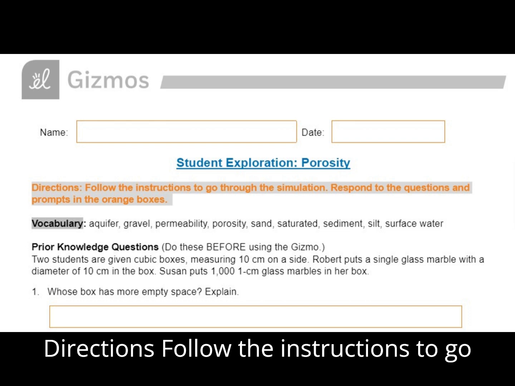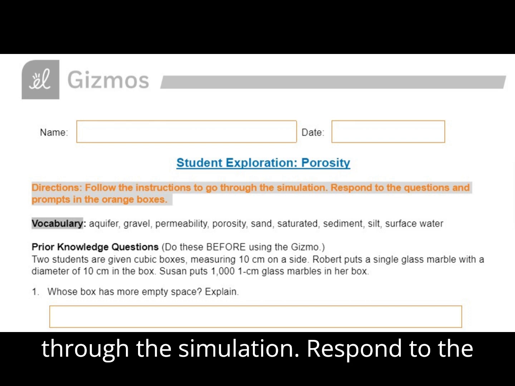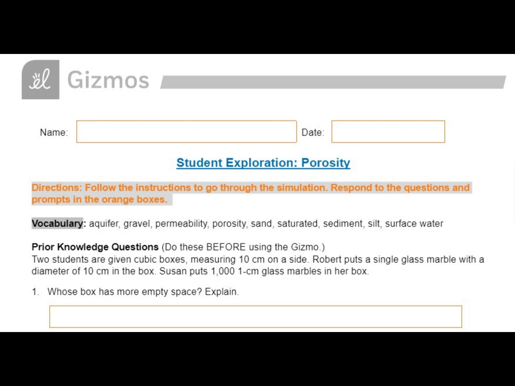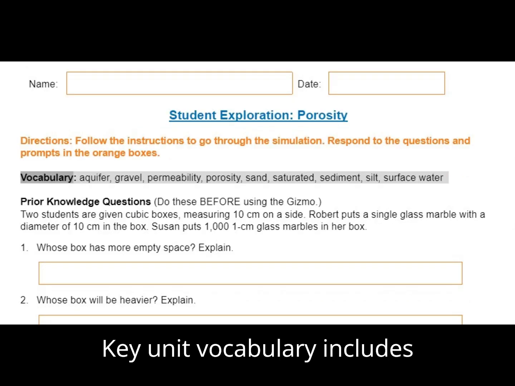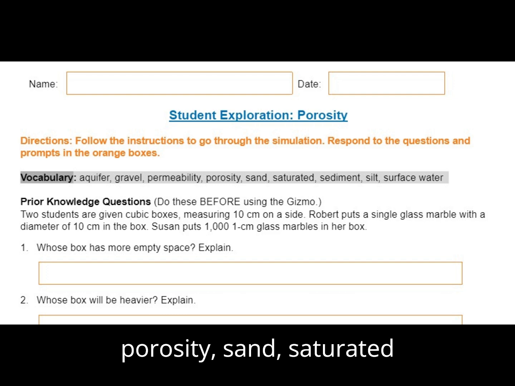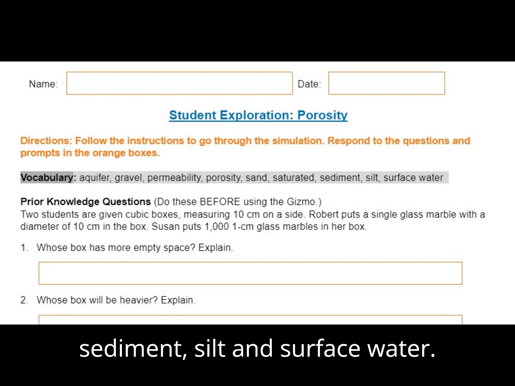Directions. Follow the instructions to go through the simulation. Respond to the questions and prompts in the orange boxes. Key unit vocabulary includes aquifer, gravel, permeability, porosity, sand, saturated, sediment, silt, and surface water.